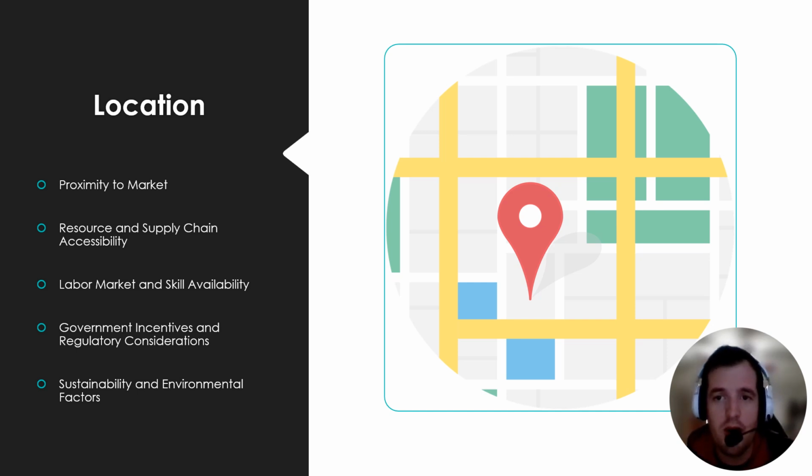The second factor is resource and supply chain accessibility. Tesla Gigafactories are intentionally located near essential materials. For example, the Nevada Gigafactory is close to United States lithium mines.